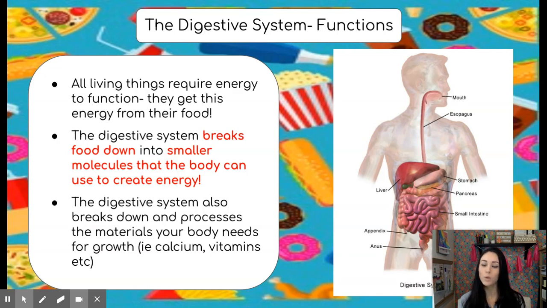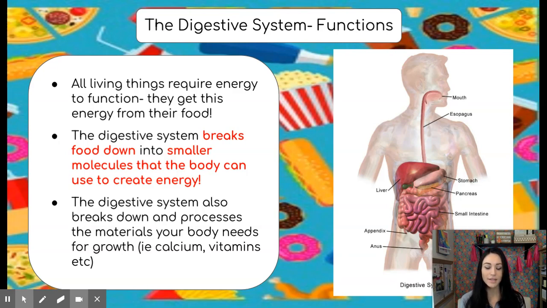So first, we will talk about the functions that the digestive system performs for the human body. As we remember, all living things require energy in order to function and carry out their cellular processes. They get this energy from their food. I hope that you remember that from the sugar in food, living things are able to carry out the process of cellular respiration to create that much needed energy that allows them to stay alive and function.